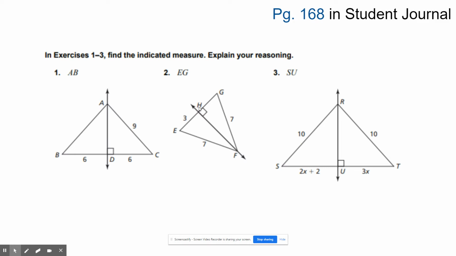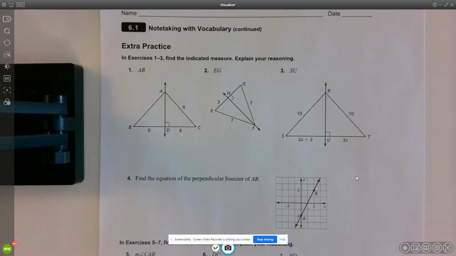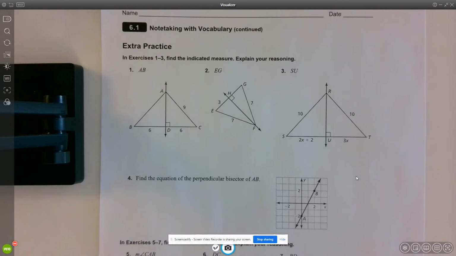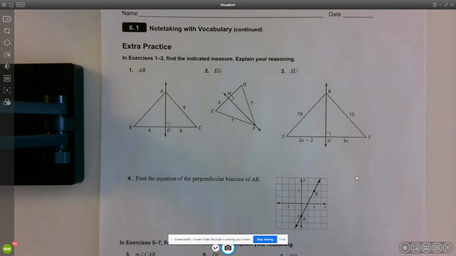So we're going to go ahead and try some of these. This is going to be on page 168 in your student journal. So please turn there with me. This is on page 168. We're going to do numbers 1 through 3. In exercises 1 through 3, find the indicated measure. Explain your reasoning.